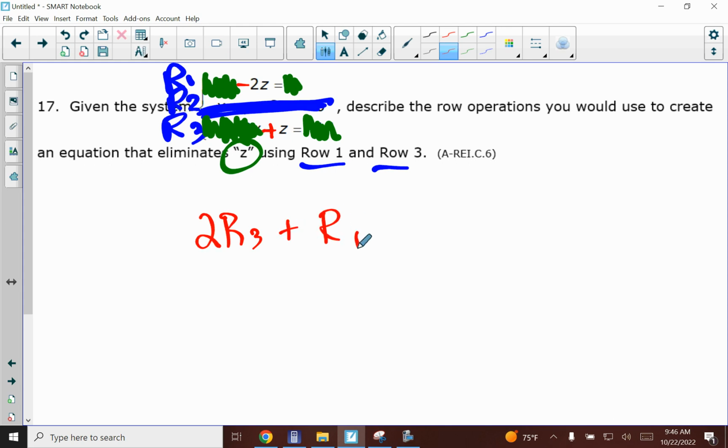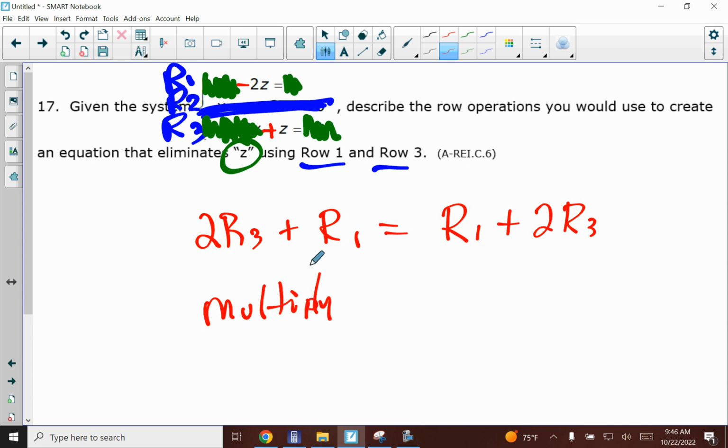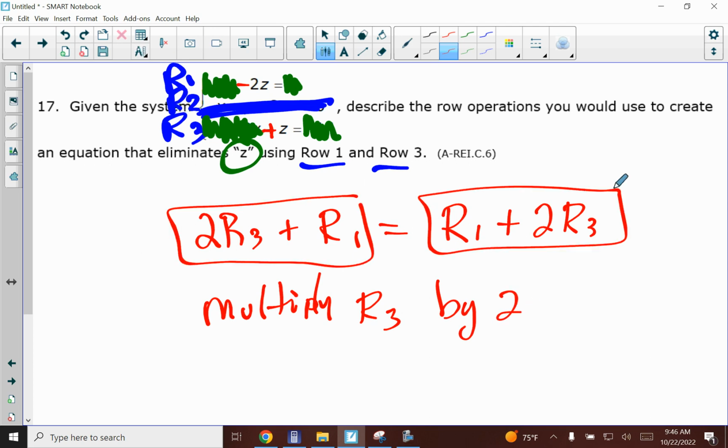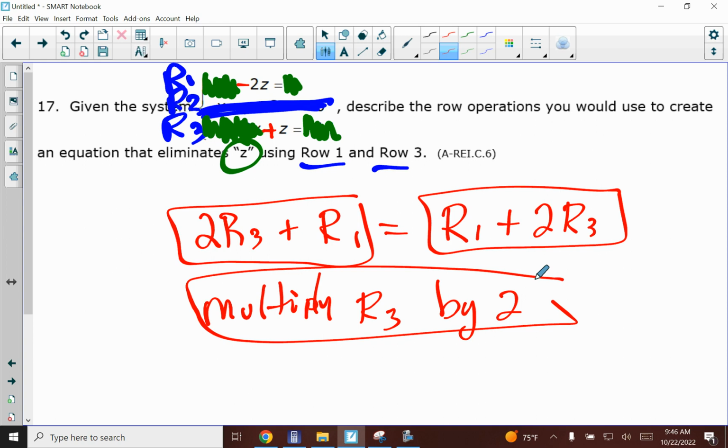And there's different ways you can write this. You can write row 1 added to 2 times row 3. These are exactly the same thing, so it doesn't really matter how you write it. You want to say something like, using words, what would you do? You would say multiply row 3 by 2. So there's 3 different ways you could write the answer, and they all mean the same exact thing. So you would just have to make sure that you combine your answer here to row 1, and then they would cancel together.